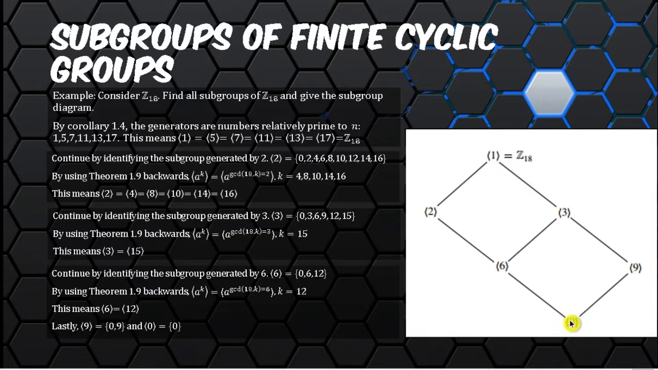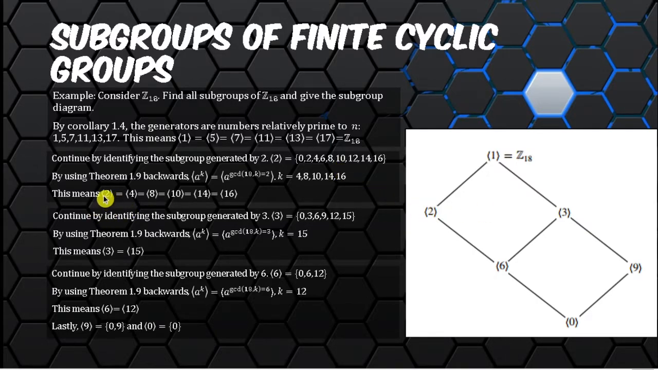Ngayon, bakit sila lang yung nandito sa ating lattice diagram? Actually, there are a lot of subgroups, di ba? Kasi ang elements ng Z sub 18 ay 0, 1, 2, 3 hanggang 17. Pero bakit 1, 2, 3, 4, 5, 6 lang yung naka-represent sa ating lattice diagram? Because we do not have to write all kapag pare-parehas yung subgroups.